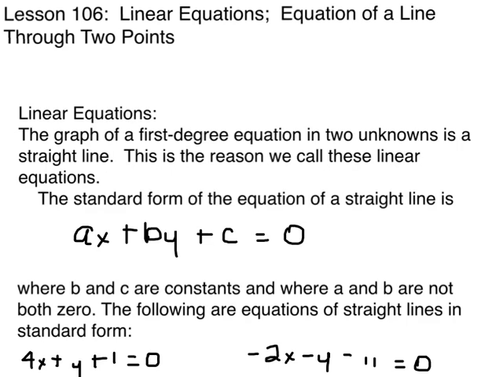When you graph what is called a first degree equation in two unknowns, your graph is going to be a straight line, and that's why we call it linear. It is a line. And the standard form of the equation of a straight line is ax plus by plus c equals 0. B and c are constants, and they are not equal to 0. So in standard form, let's put some numbers in there, and let's say 4x plus y plus 1 equals 0, or negative 2x minus y minus 11 is equal to 0.